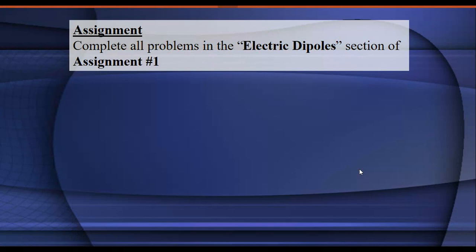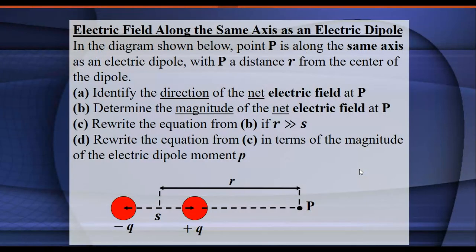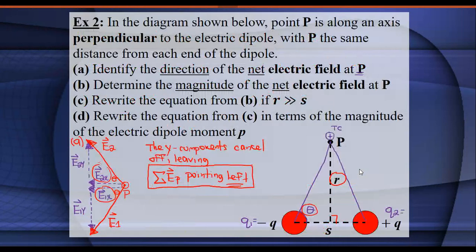Okay, so that's it for this lesson. You can complete all the problems in the section of assignment 1 called electric dipoles. Now, if you want to challenge yourself, the equation right here came from a big derivation for the electric field along an axis that's perpendicular to an electric dipole.